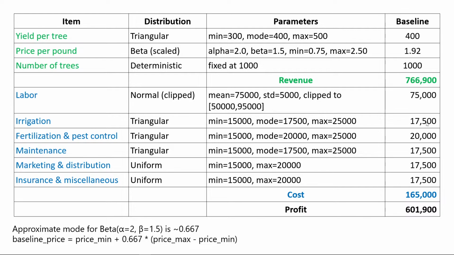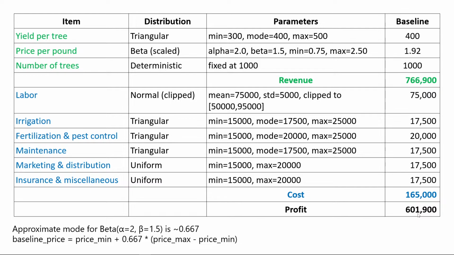Now with the labor cost, that's my mean value for the irrigations. That's my expected value here. For these guys, that's my expected value, my expected value, my expected value. So the cost would be the summation of all these. And then if I subtract my cost from my revenue, I get my profit. And here I'm showing you how I calculated this mean value for a beta distribution, if you're curious.